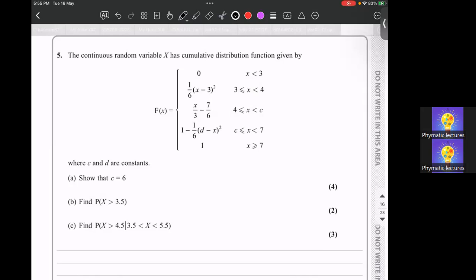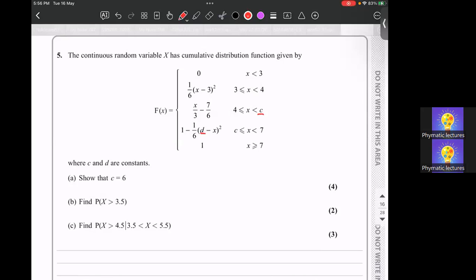How will you show that c is equal to 6? Anyway, we have a few unknowns. One is c and one is d.